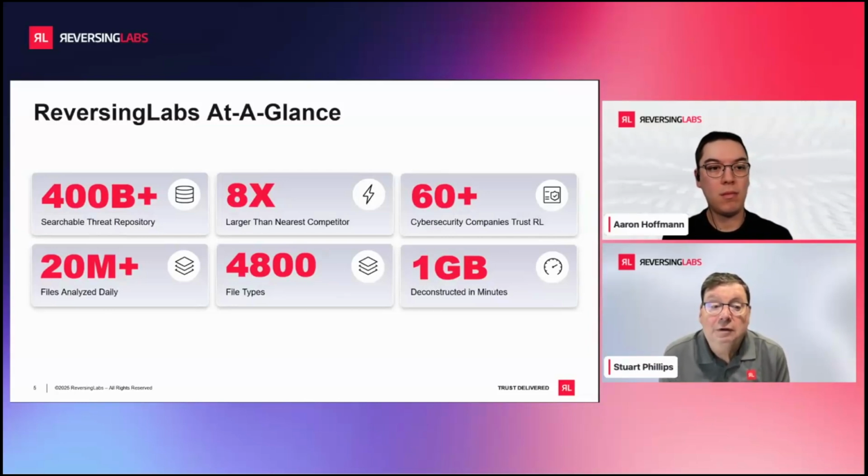We analyze about 20 million files a day. We are able to analyze about 4,800 file types. And that's important because a lot of people say, oh, we can see thousands of file types. And it's like, well, you can recognize what type of file this is, but can you analyze it? And the answer is, well, no, I can't analyze it. I know it's a GIF file. And again, we're able to actually analyze 4,800 file types.